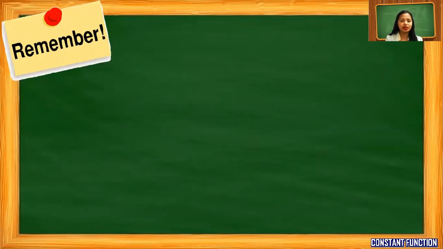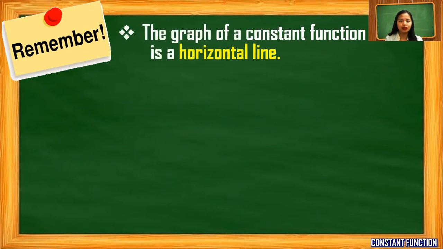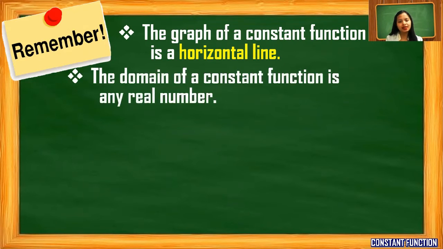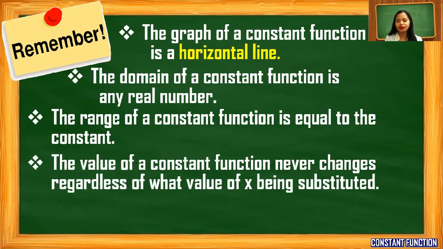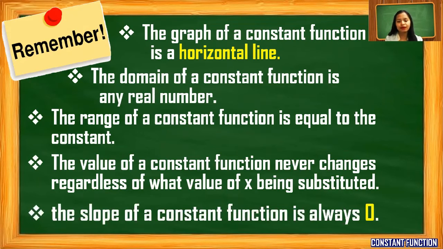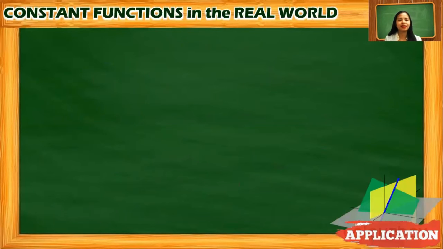So before we proceed, let me give you these points to remember when we talk about constant function. First, the graph of a constant function is a horizontal line. Another one is the domain of a constant function is any real number, while the range of a constant function is equal to the constant. The value of a constant function never changes regardless of what value of x is substituted. And lastly, the slope of a constant function is always equal to 0. Isn't it amazing? Yes, let's move on to the constant function in the real world.